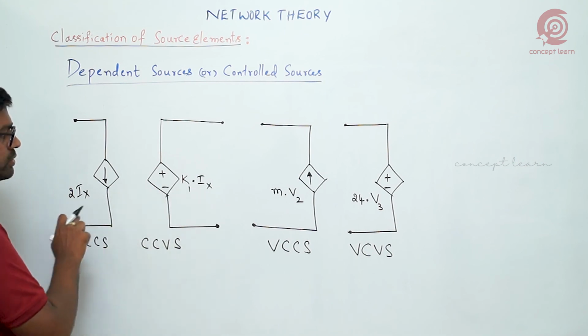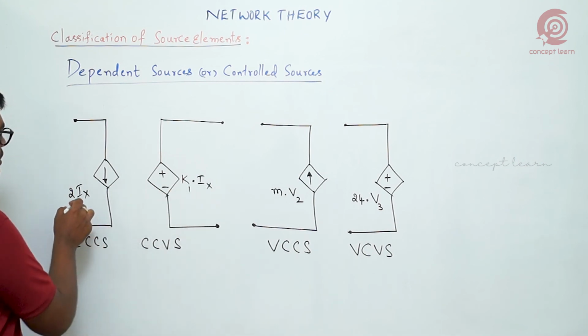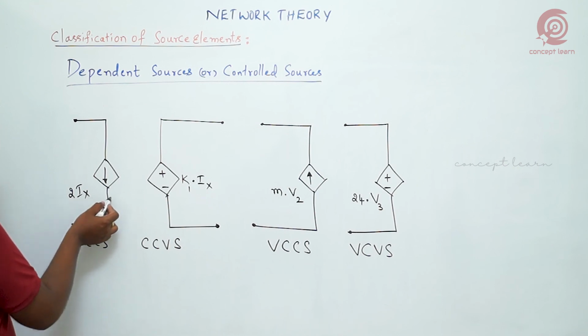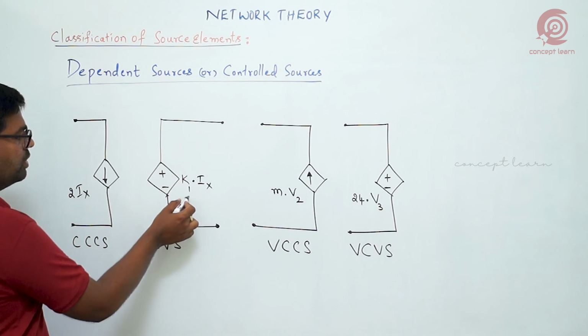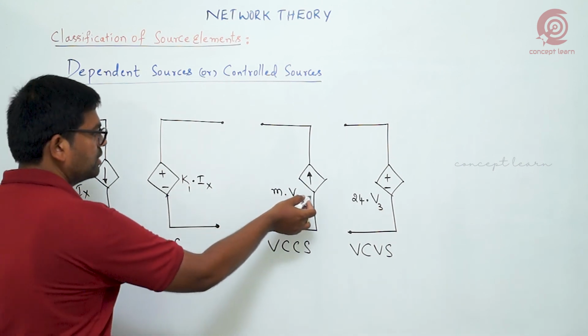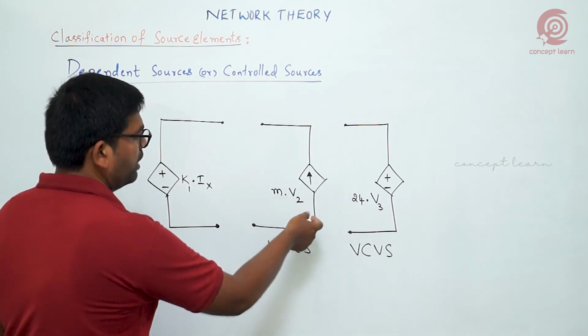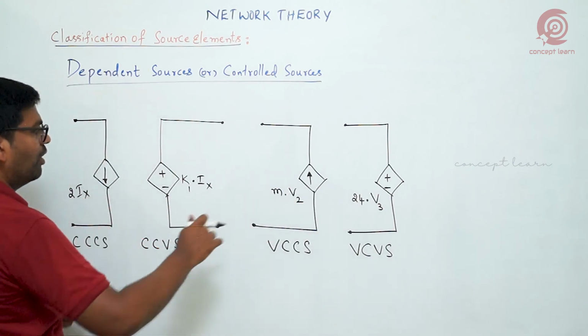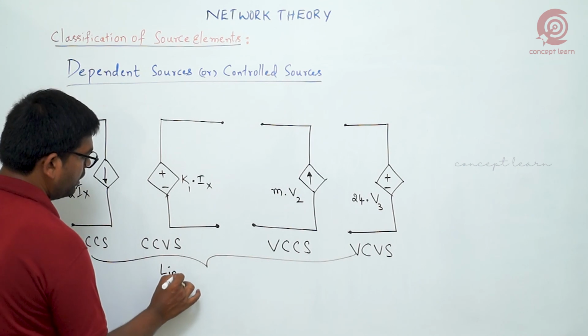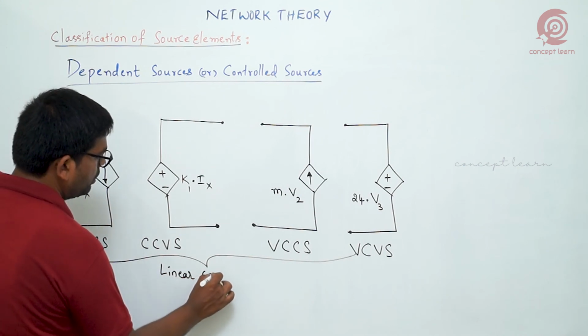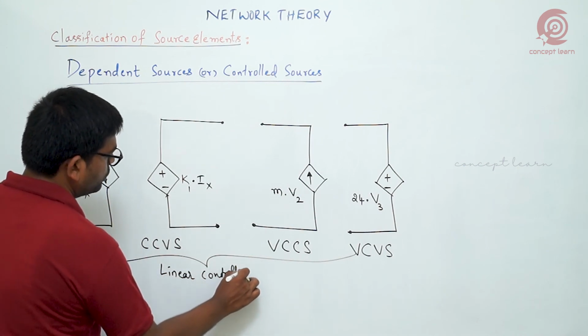But if you look into all these relations, it is current or voltage only, in the simple Y is equal to Mx format. Voltage Y is equal to Mx, current Y is equal to Mx. In a similar way, all these come under the linear category, linear dependent or controlled sources.